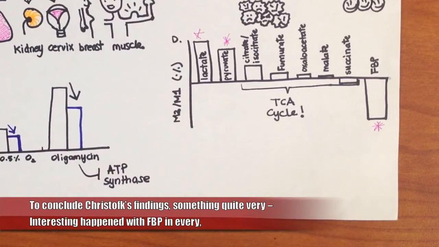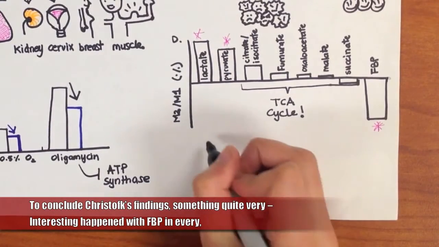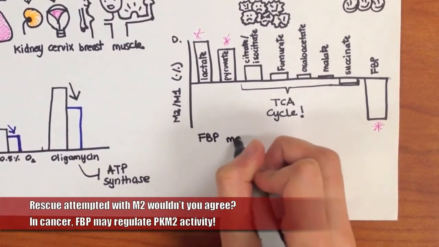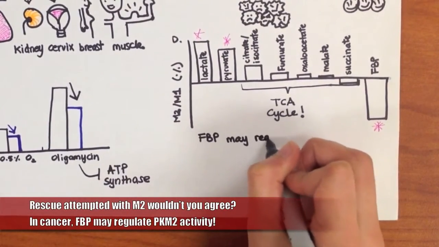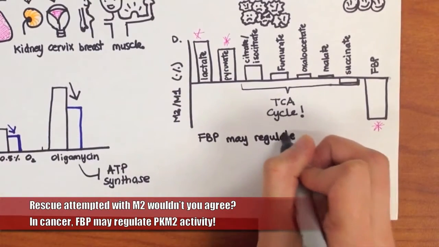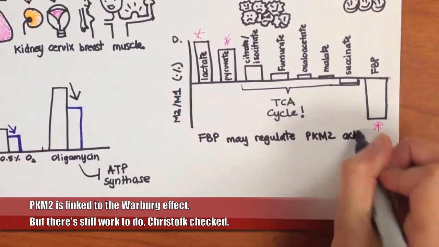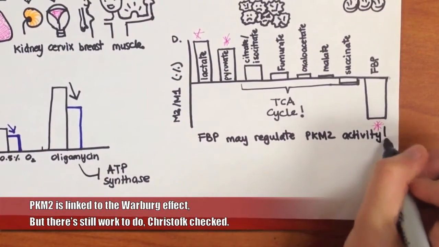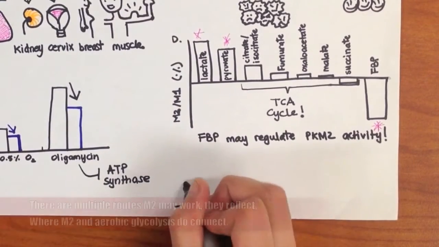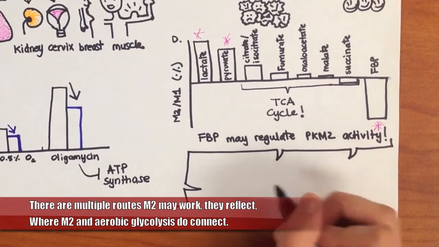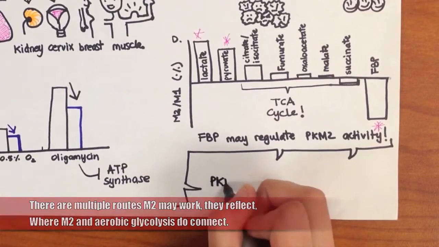To conclude Christoph's finding, something quite interesting happened with FBP in every rescue attempted with M2, wouldn't you agree? In cancer, FBP may regulate PKM2 activity. PKM2 is linked to the Warburg Effect, but there's still work to do, Christoph checked. There are multiple routes M2 may work, they reflect, where M2 and glycolysis do connect.